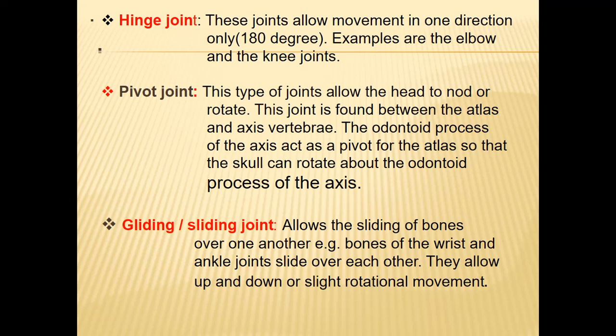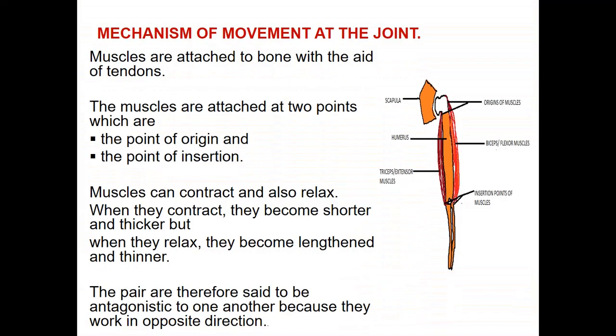Gliding or sliding joints. It allows the sliding of bones over one another. Bones of the wrist and ankle joints slide over each other. They allow the up and down or slight rotational movement.